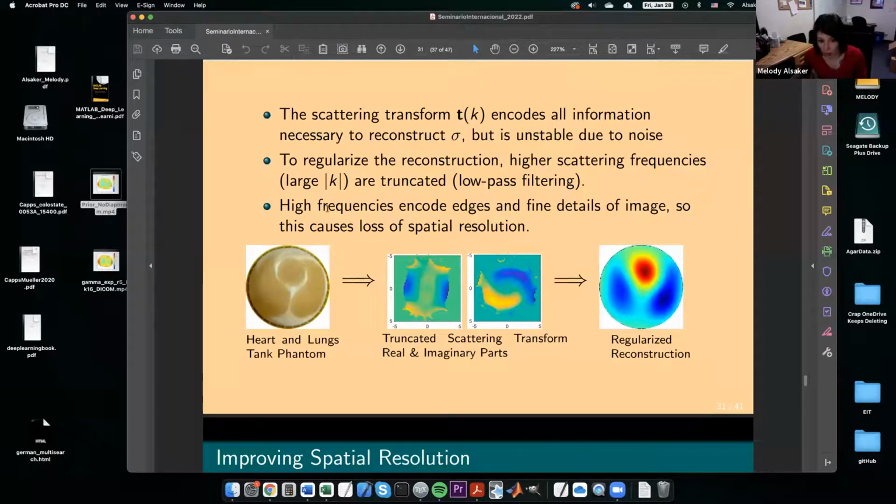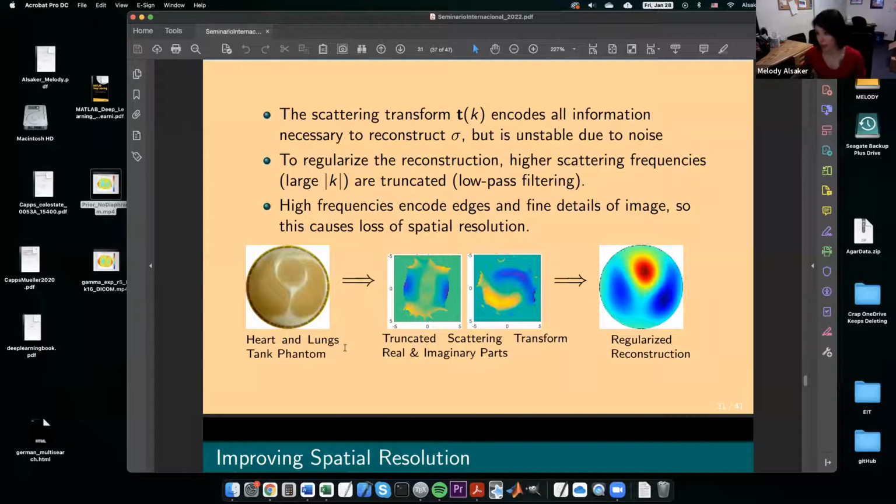And the problem with doing this is that if you know anything about Fourier transforms of images, the Fourier transform of an image has the edges and fine details of the image encoded in the large frequencies, the high frequencies. So by removing the high frequency information from the scattering data, we are losing the edges and fine details of the image.